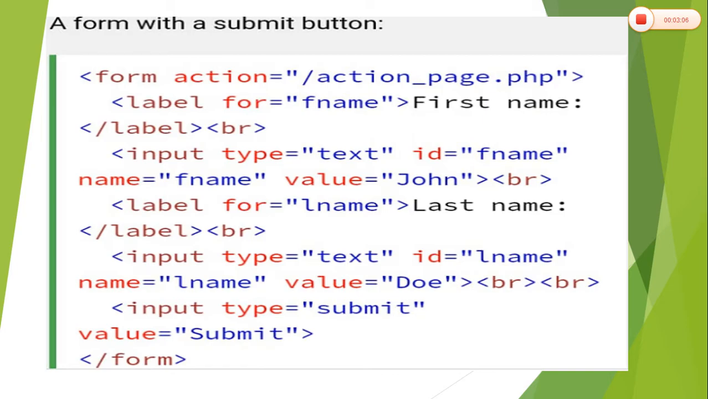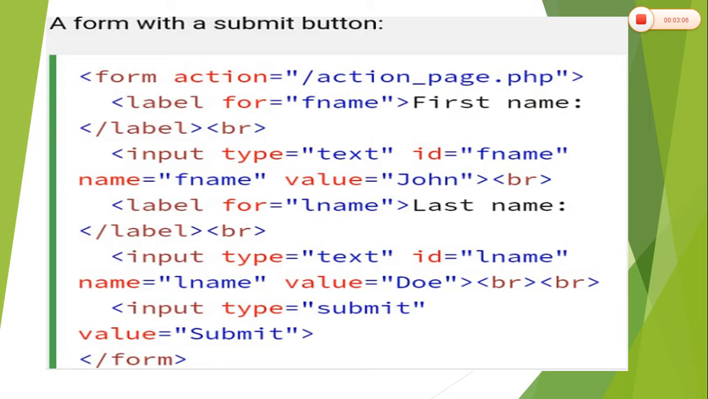And the third one is the input type. Input type means type equal to submit. Value equal to submit means that the word submit is written on the button, where we have to store the details. After clicking the submit button, whatever data, first name and last name, goes to action_page.php. Okay, this is the use of the submit button.